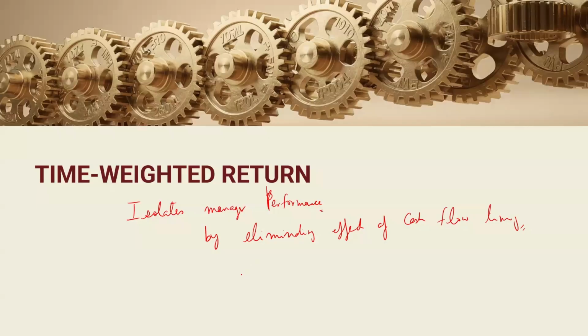So you value the portfolio immediately before each cash flow. Then you calculate the holding period return for each interval. Then you geometrically link all the sub-period returns, and this is what you get: 1 plus HPR1, multiplied by 1 plus HPR2, multiplied by dot dot dot, 1 plus HPR_T, and then we write this whole thing minus 1.